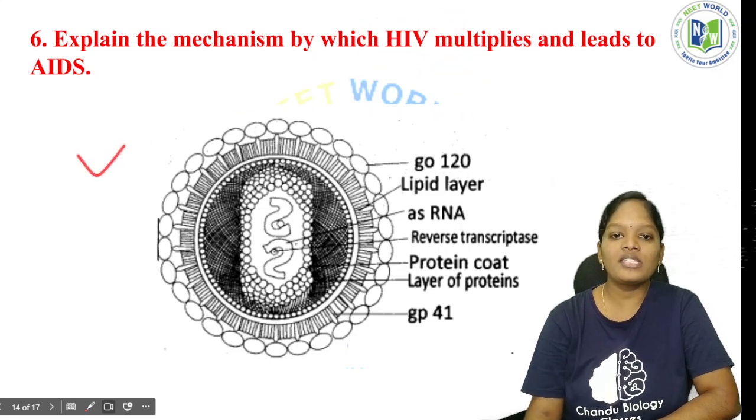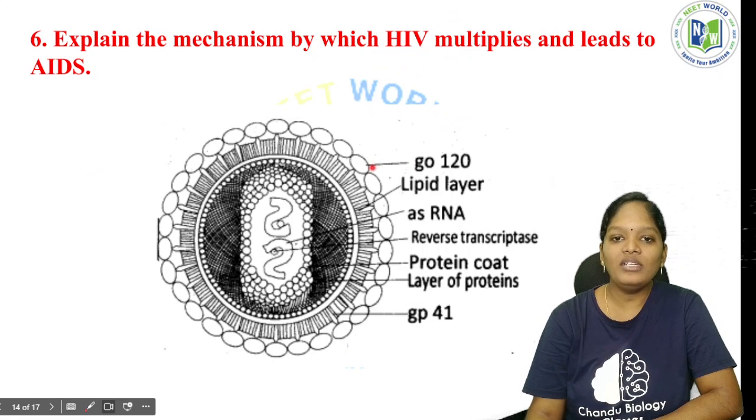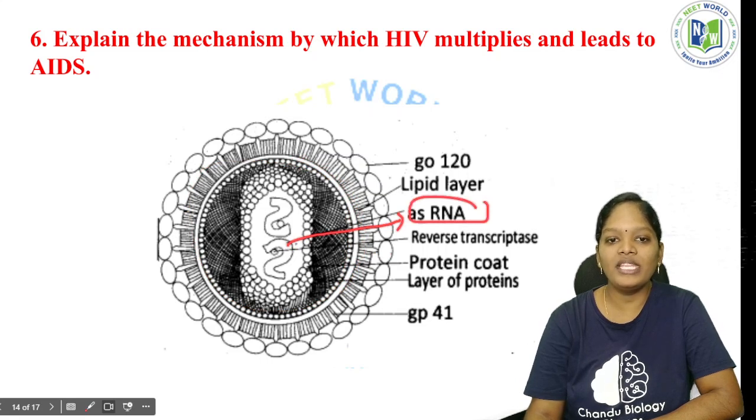So this is how the virus looks. The outer layer is called GP120, which means glycoprotein 120. This layer is called a lipid layer, and the genetic material here is, no doubt, RNA. And in the RNA there is an important enzyme present, which is called the reverse transcriptase enzyme.